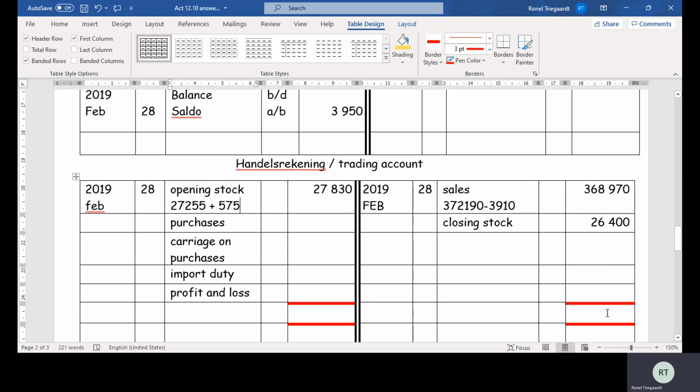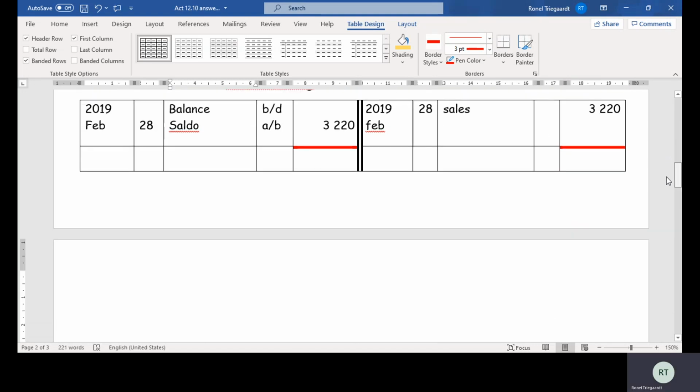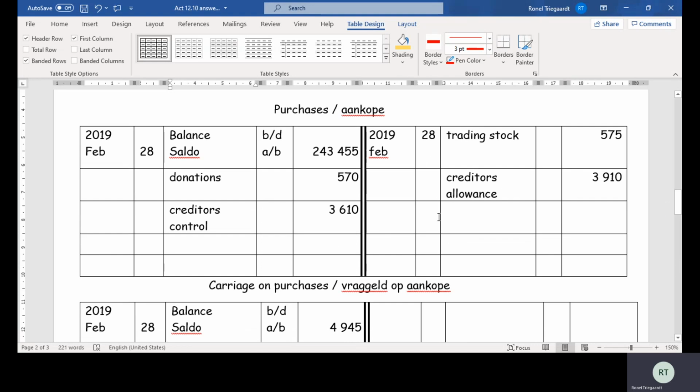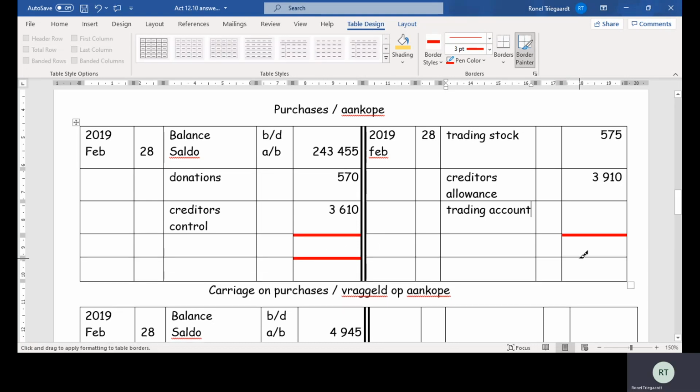Purchases, I do have a purchases account. Just looking for mine. There's mine. I know this must be closed off to trading account, so I'm going to do this. Draw my lines. Total and minus the credit side from the total. 243455 plus 570 plus 3610. 247635.